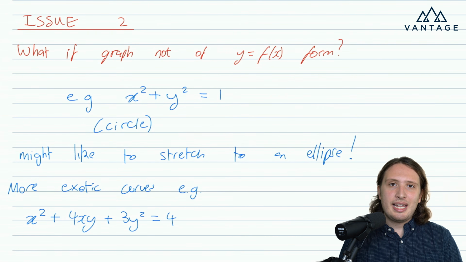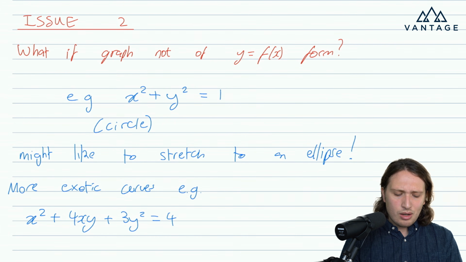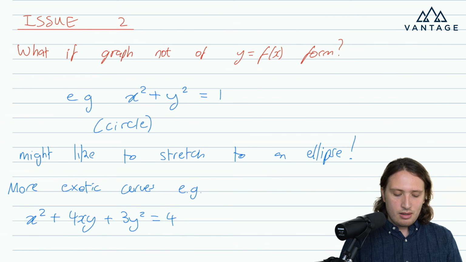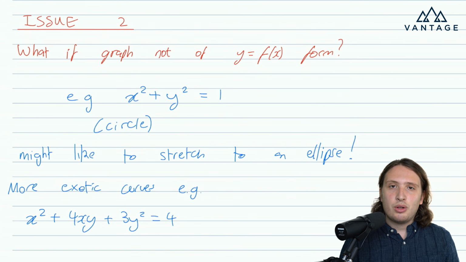Now, in relation to this, the second issue is, what if our graph is not of the form y equals f of x? So, for example, we know that the natural equation of a unit circle, say x squared plus y squared equals 1, is not normally presented in y equals f of x form. We might want to perform a transformation on a circle. Maybe we'd like to stretch it to turn it into an ellipse, for example.